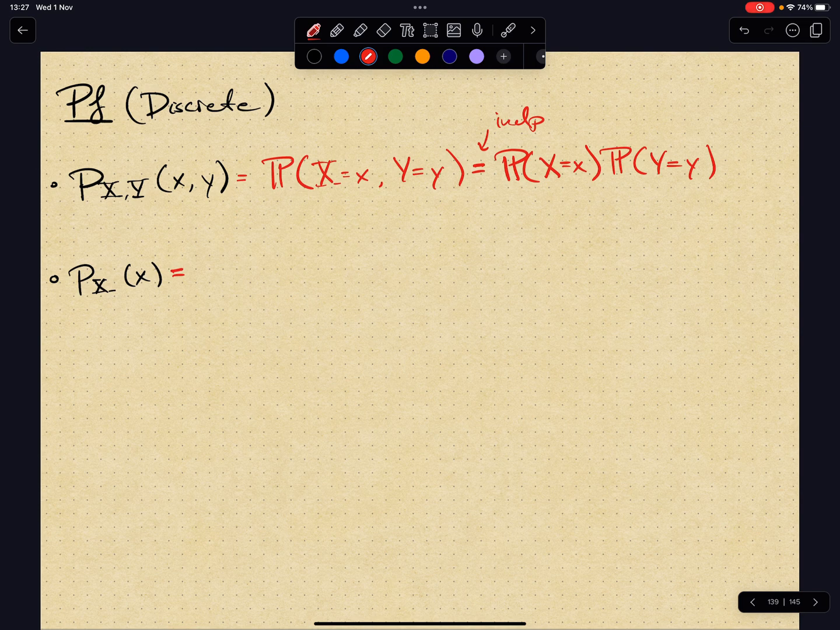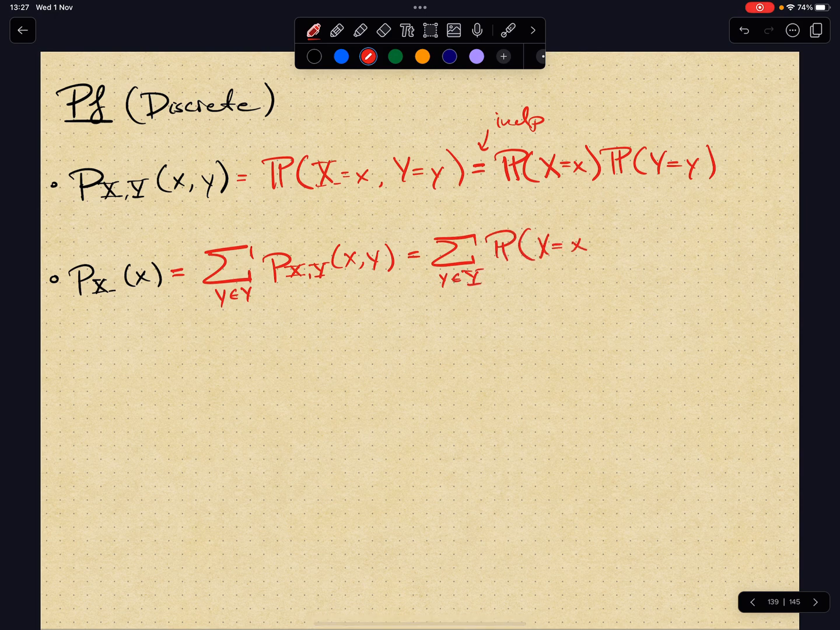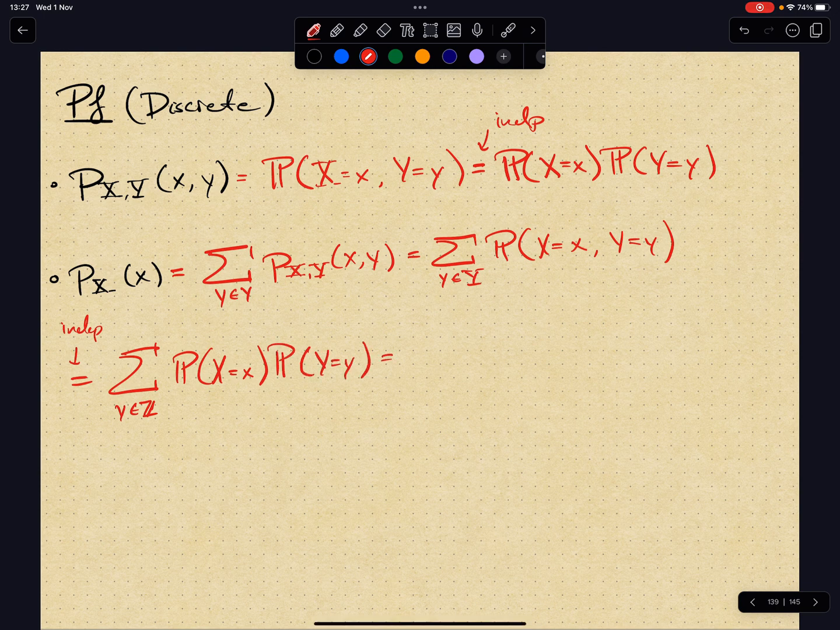And now let's write the probability mass function for X, and we do this using the marginal procedure. This is going to sum over all y of the joint probability mass function p_XY(x, y), which I rewrite as the probability that X is equal to x and Y is equal to y. Now I can use independence to write the product of the probability that X is equal to x and the probability that Y is equal to y. Since I'm just summing over y, I can factor out the probability that X is equal to x. Then I have the summation over y of the probability that Y is equal to y.